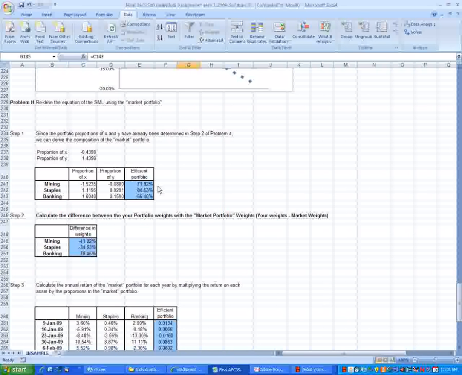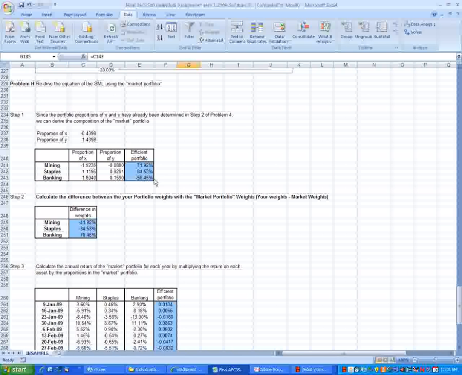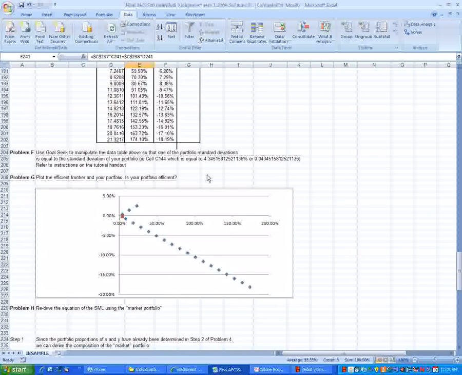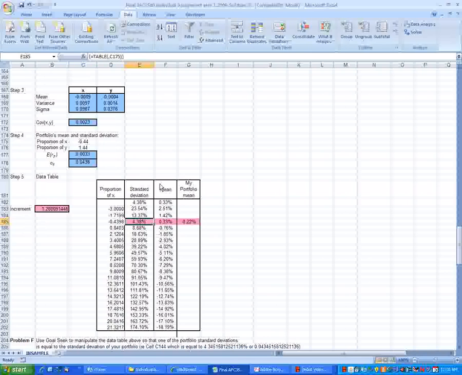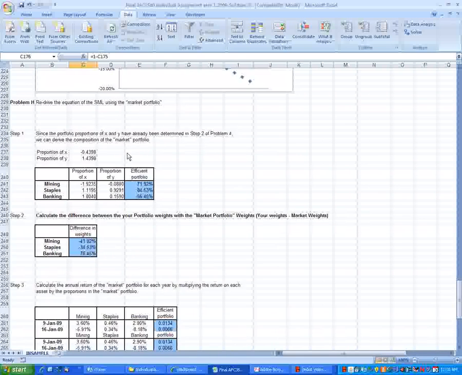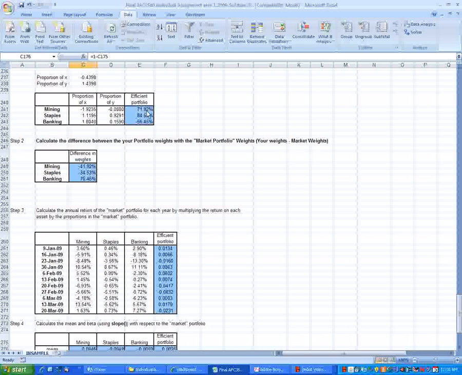And in problem H, this is where you get to begin to use the week 6 spreadsheet work that you've already done. You calculate the weights from the efficient portfolio, or the optimal portfolio that you just obtained here. Negative 0.4 invested in envelope portfolio X, and 1.4 invested in envelope portfolio Y, and that corresponds to 71% or almost 72% in mining, almost 85% in staples, and negative 56% in banking.